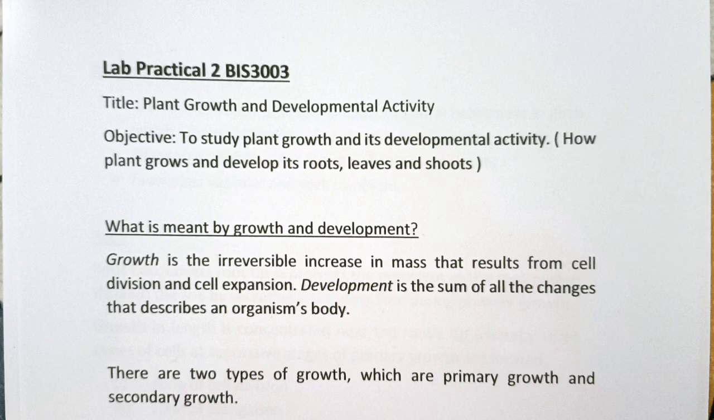So basically there are two types of growth, which are primary growth and secondary growth. Primary growth involves apical meristematic tissues, which can be found on the tips of roots and shoots. Primary growth is responsible for the increase in the length of stem and the length of roots. In other words, primary growth is responsible for the increase in height of the plants.